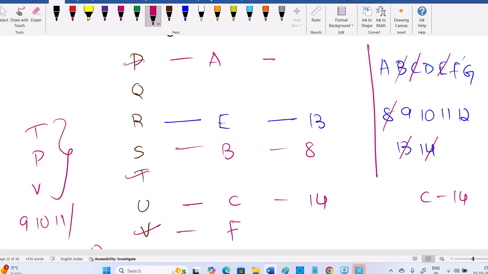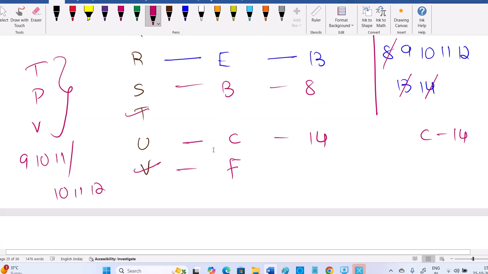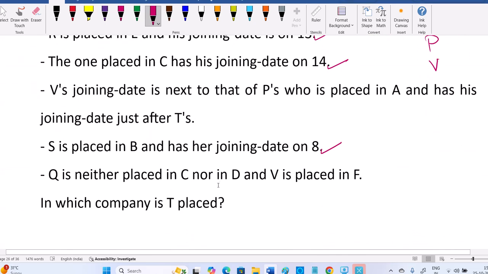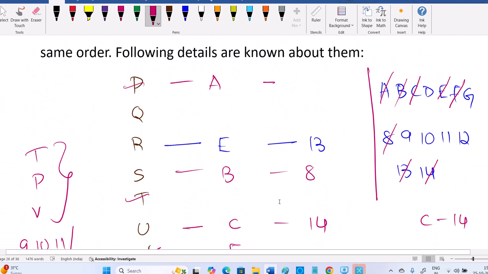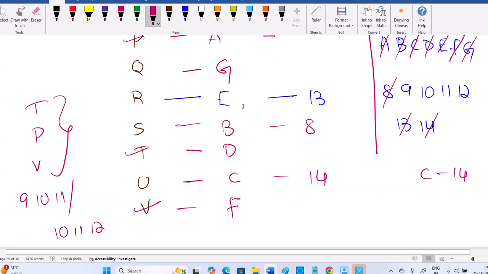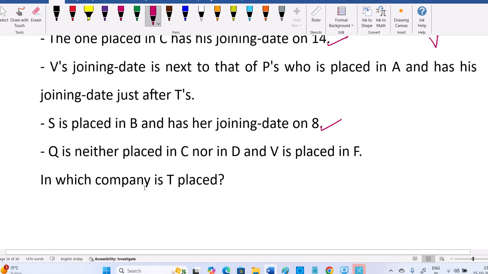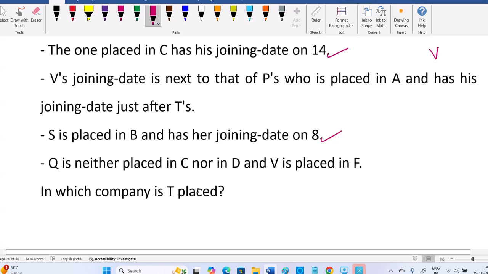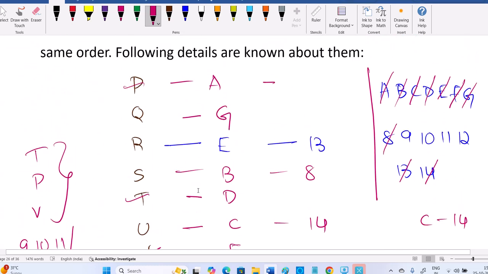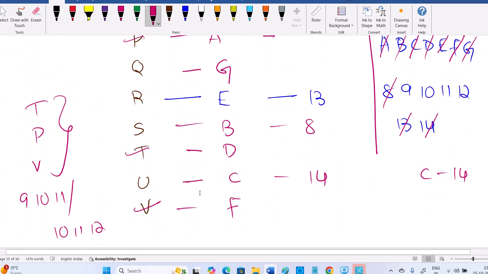F is already completed. Then we are left with A. A is also assigned, for D. Only D and G are available. And they said Q is not with C and D. Q will go with G. T will go with D. So which company is T placed in, that is actually the question. In which company is T placed? D. But now the joining dates are pending. We are only done with 8, 13 and 14.